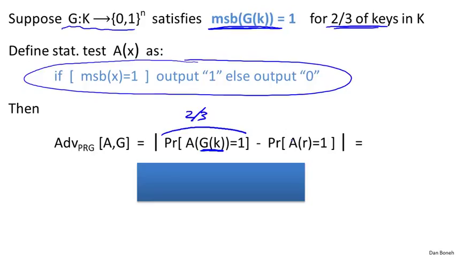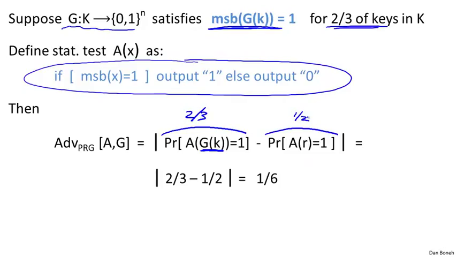Now let's look at the case of a random string. If I give you a random string, how likely is it that the most significant bit of the random string is 1? For a random string, that happens exactly half the time. And so in this case, the statistical test will output 1 with probability 1/2. And so the overall advantage is 1/6, and 1/6 is actually a non-negligible number. That's a fairly large number, which basically means that this A was able to distinguish the output. We'll say that A breaks the generator G with advantage 1/6, which basically means that this generator is no good, is broken.